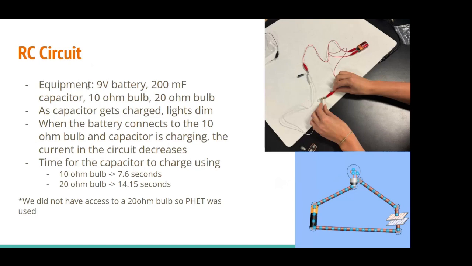Equipment was a 9-volt battery, 200... well, you can read all the equipment. As a capacitor gets charged, the lights dim because the charge collects on the capacitor. And when the battery connects to the 10 ohm bulb and the capacitor is charging, the current in the circuit decreases. And then this is the time for the capacitor charge using both of these light bulbs. We only had one in lab, so I also had to test it over here.